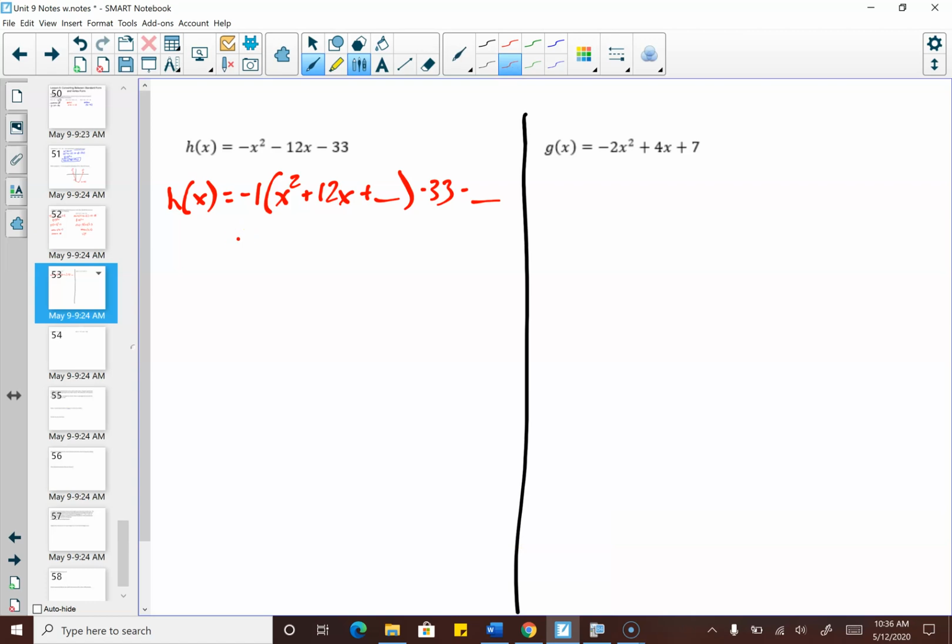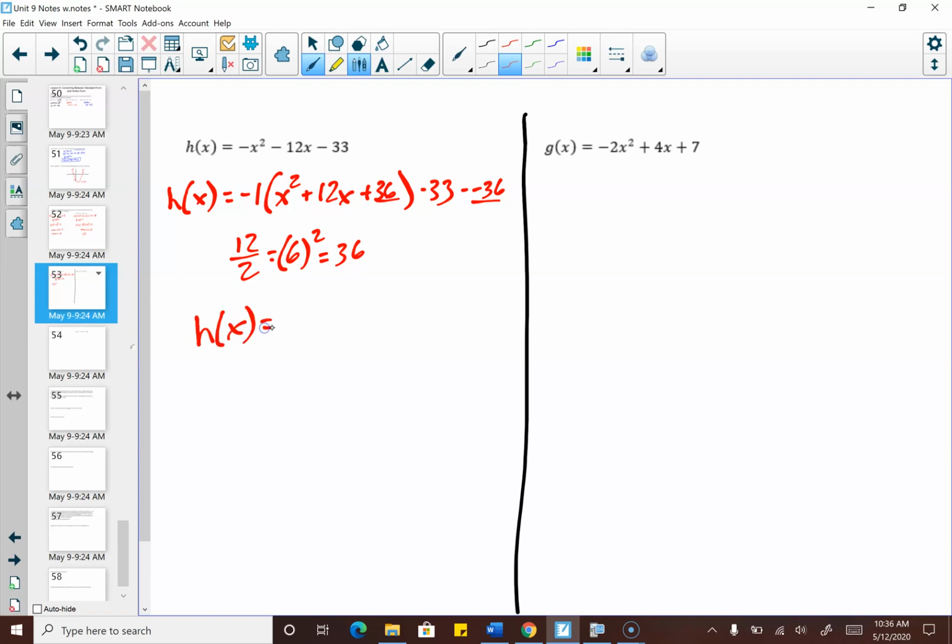So this part's still the same. Middle number divided by 2, so 12 divided by 2 is 6. 6 squared is 36. So on the first line goes 36. Here's the first part where we really have to be careful. We have a number out in front. It's a negative 1. So negative 1 times 36 is negative 36. So on this back line, we should be negative 33 minus negative 36. All right, we have to be very, very careful with this.